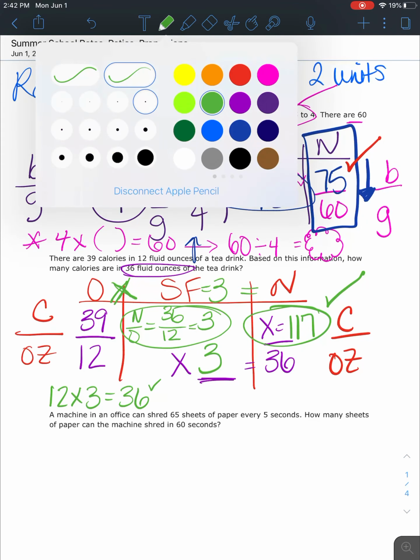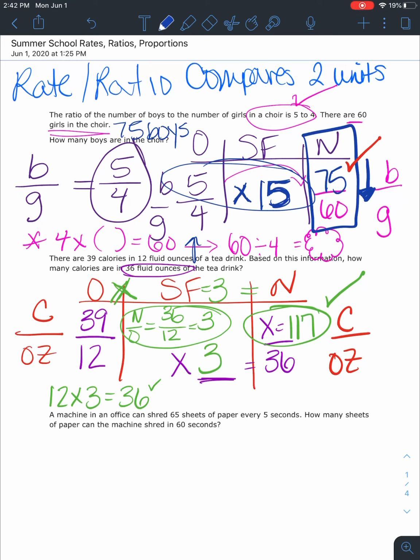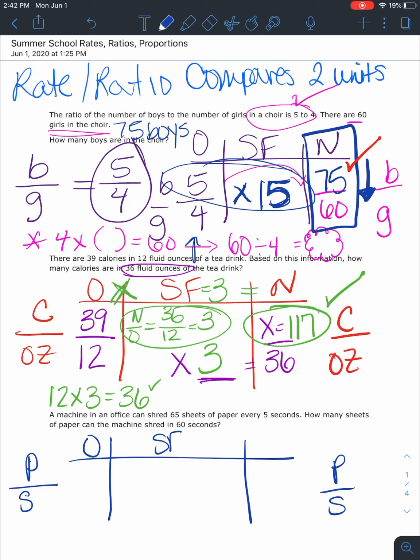All right, let's do this last one. A machine in an office can shred 65 sheets of paper every 5 seconds. How many sheets of paper can the machine shred in 60 seconds? It's almost a tongue twister, isn't it? Somebody say that really fast. Okay, so I'm going to do P for paper, and S for seconds. All right, so here we go. Make that table: old, scale factor, new. So the information given was 65 sheets of paper for every 5 seconds. How many sheets of paper can be done in 60 seconds?